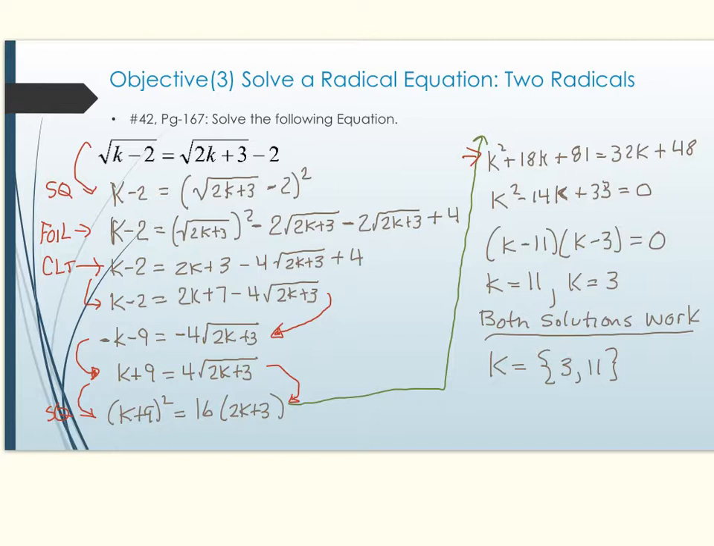And now we're going to use the zero principle. So we get k squared minus 14k plus 33, and we can factor here. And we get k minus 11 times k minus 3 equals 0. And so now k is equal to 11, or k is equal to 3. It turns out that both solutions work. So that is a more complicated problem, but it's doable.